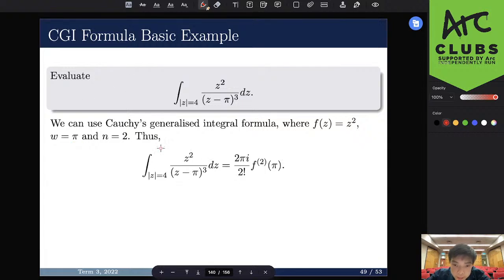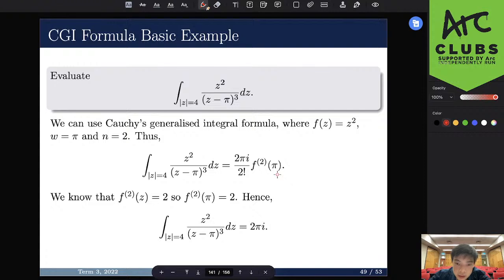So now we just apply our Cauchy generalized integral formula, and we find that our answer is going to be 2 pi i divided by n factorial, but since n is 2, it's going to be 2 factorial, and the nth derivative, but since n is 2, it's the second derivative of f at pi. So we can just calculate what the second derivative is.